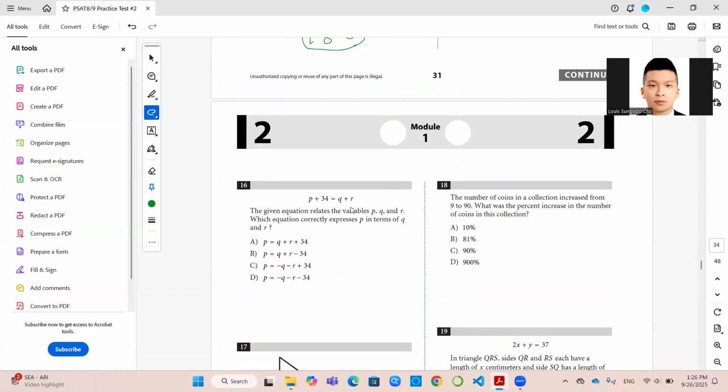The given equation relates the variables P, Q, and R. Which equation correctly expresses P in terms of Q and R? So we have to send this 34 over here by subtracting 34 from both sides, and we get B.